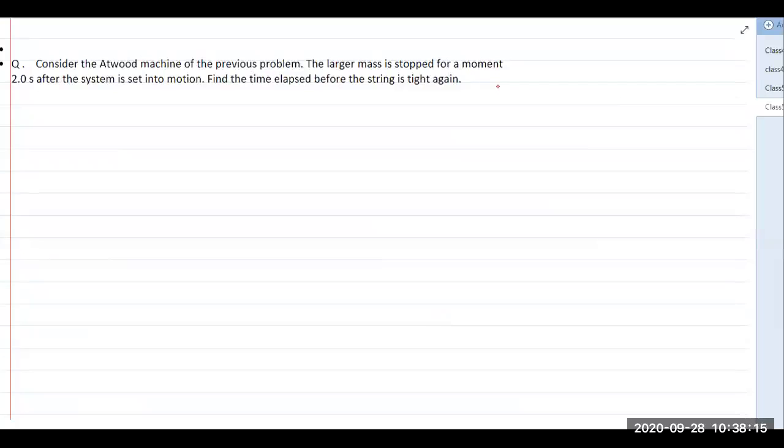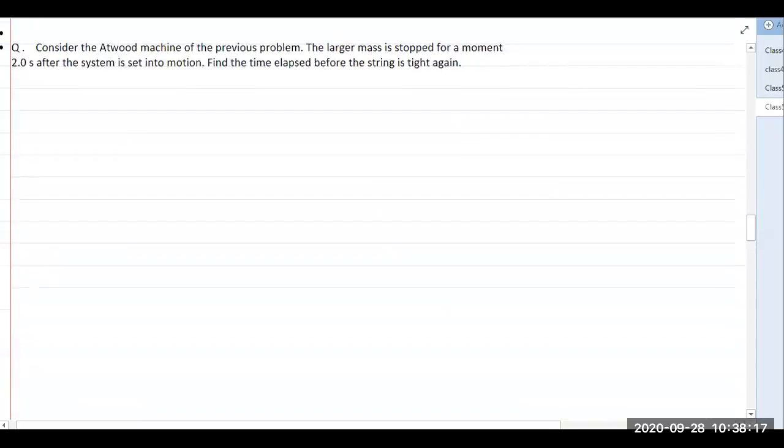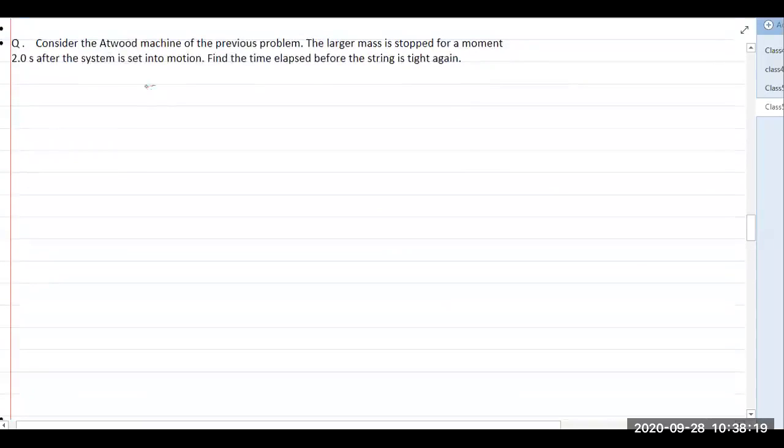The larger mass is stopped for a moment. So suppose we have a pulley and we have two masses, and it starts sliding. So as it starts sliding, it will fall down. So it is stopped for a moment, and after 2 seconds.